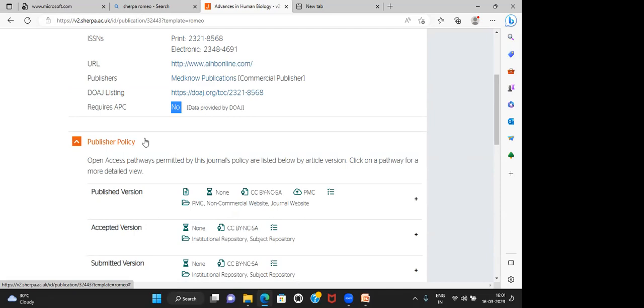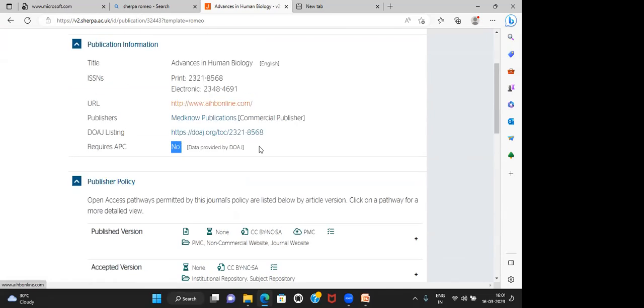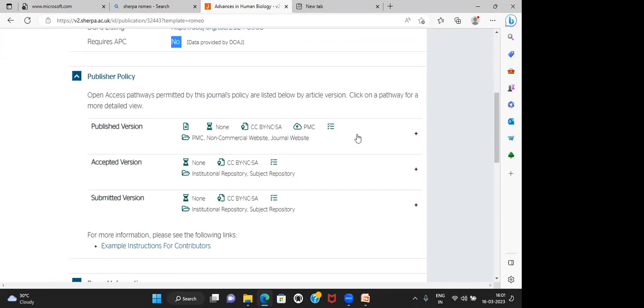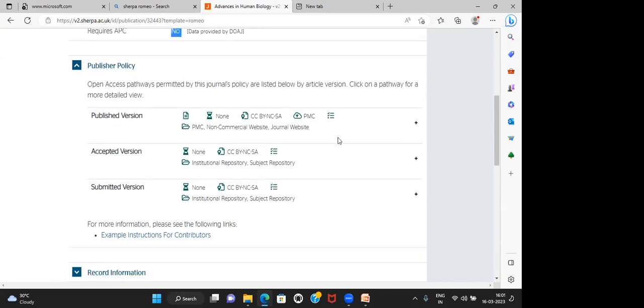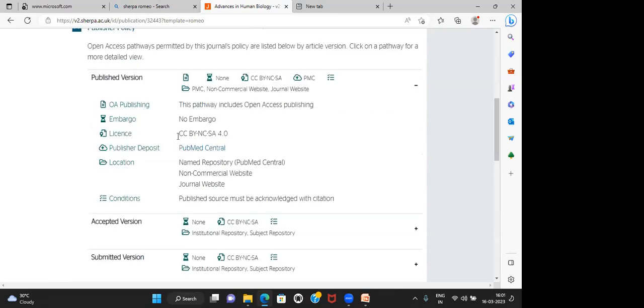And in this case, the publisher's policy, what we have, you see, published version, it is open access publishing, no embargo, license is CC BY NC-SA. That is, we cannot use it for commercial purposes, and also you cannot change the license agreement.